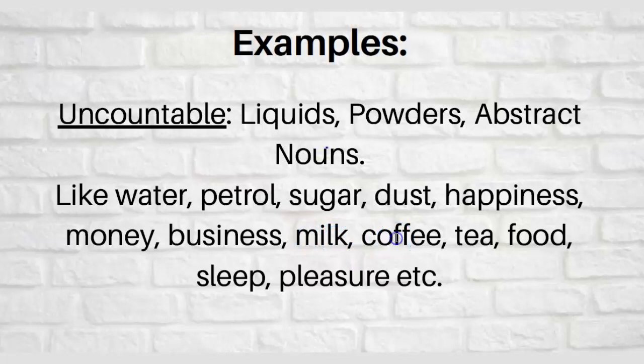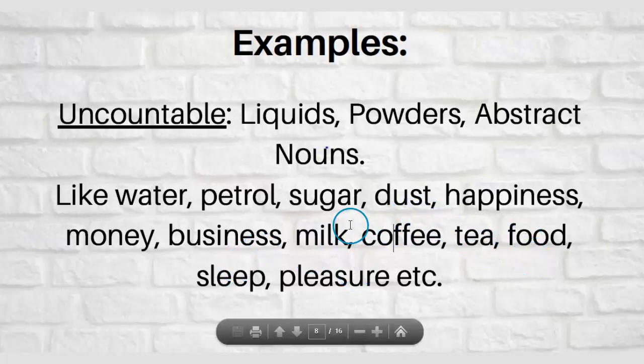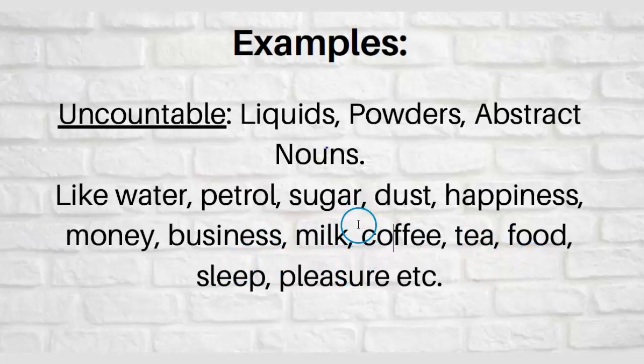Coffee. You might go to a restaurant and say, I want a coffee, but at the same time, it is grammatically inaccurate in your IELTS exam. Please don't do that. Tea, food, sleep, pleasure. You cannot add articles, a or an, before any of these words. You cannot add numbers like 1, 2, or 3 before any of these words, and they also do not have a singular and a plural form.